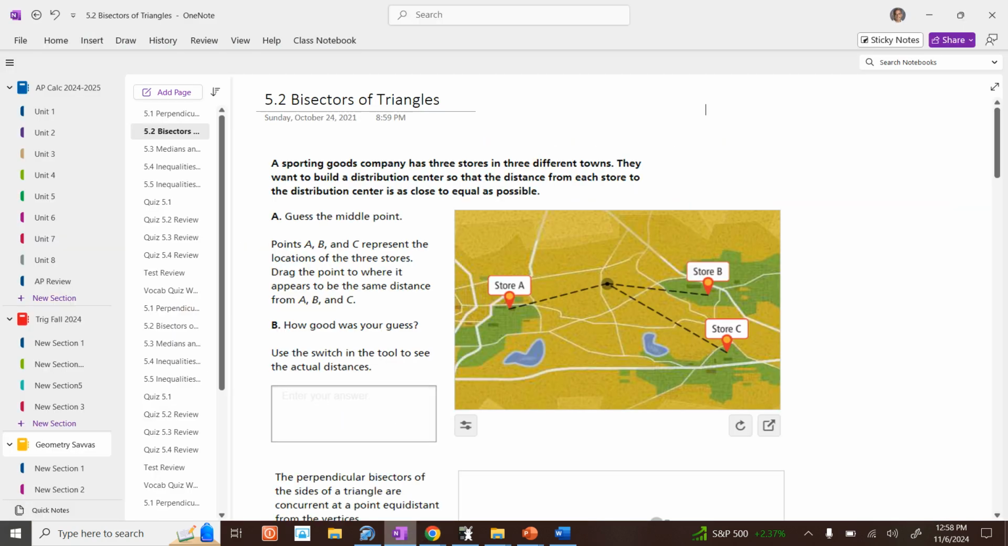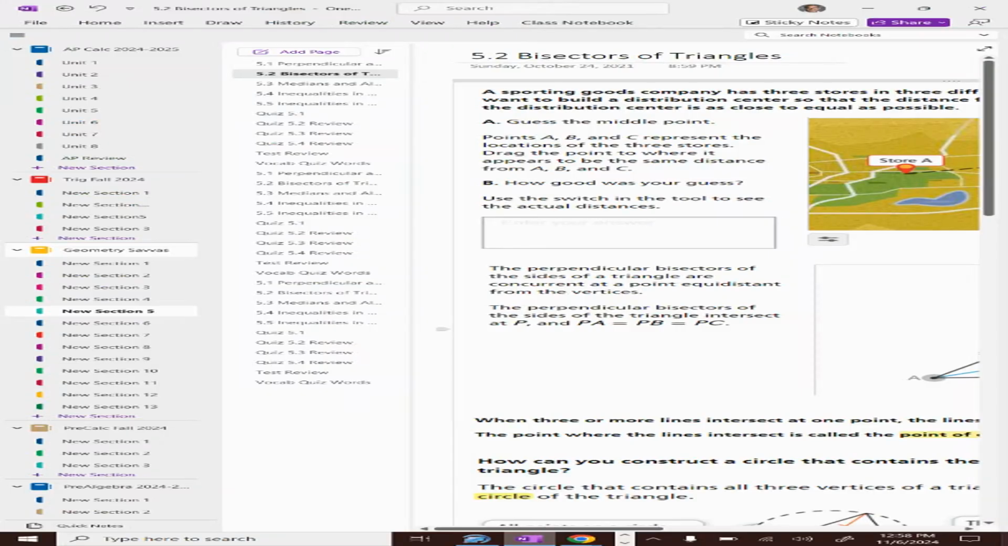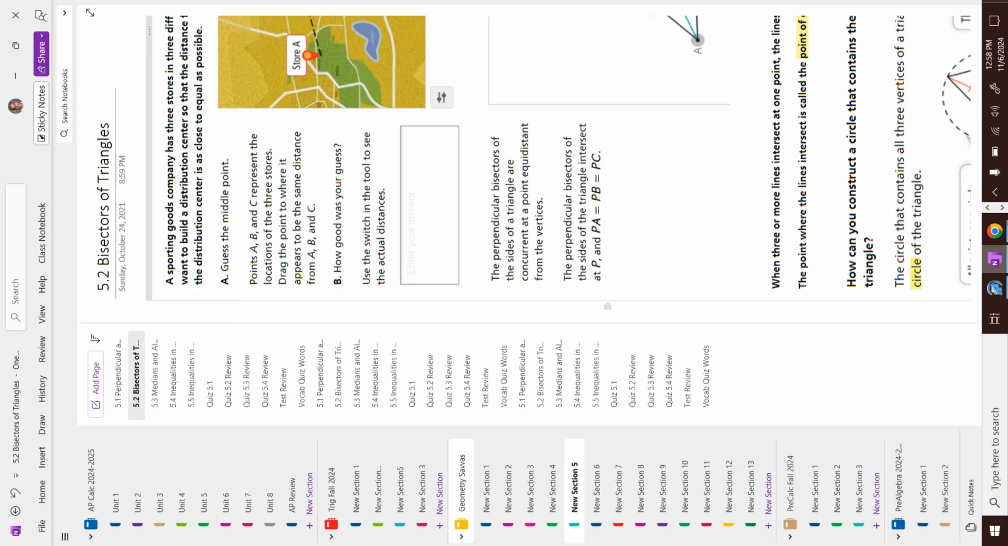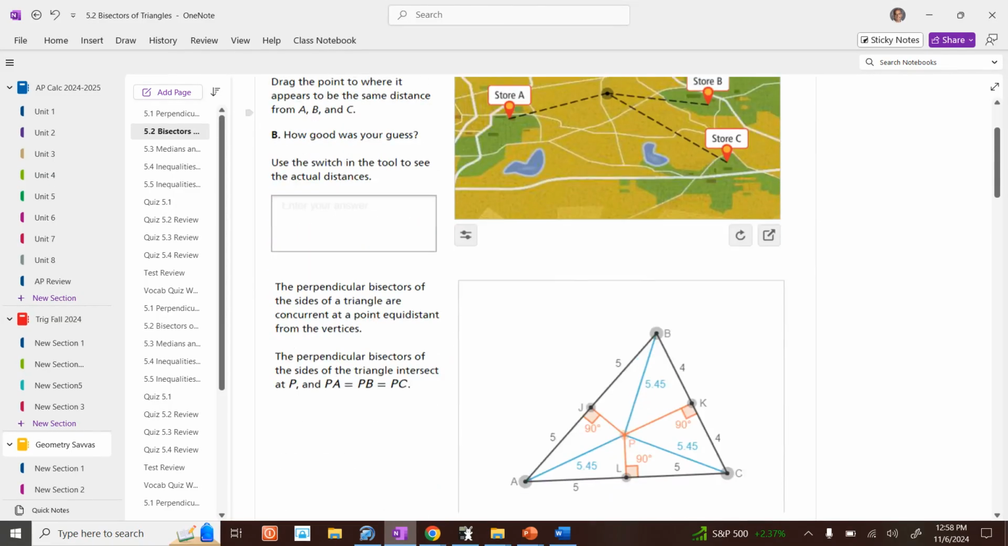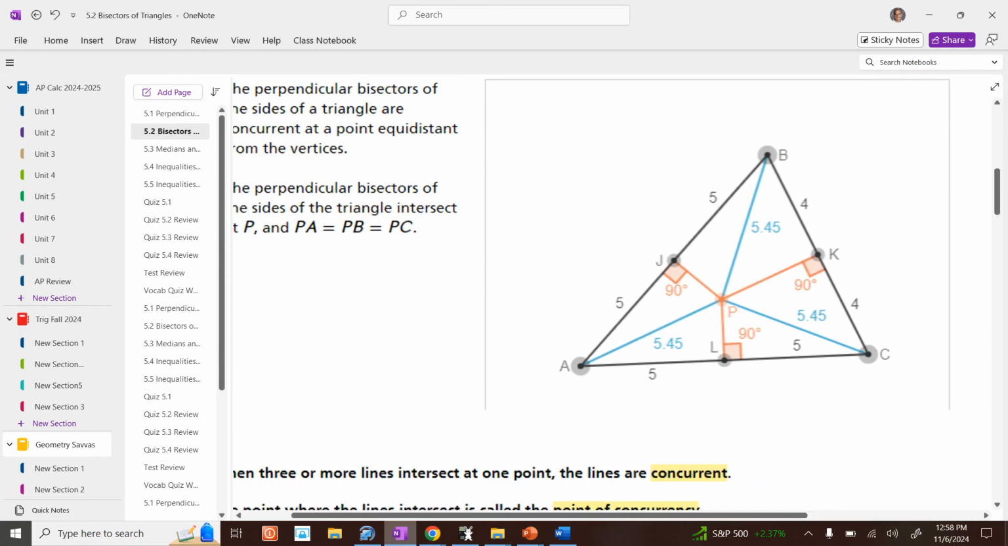Okay, so perpendicular bisectors are equal distance from the corners of a triangle. Angle bisectors are an equal distance away from the sides of a triangle. That's something very important to know. So, perpendicular are equal distance from the corners. So if these are all perpendicular bisectors, this is 5.45 from each corner.